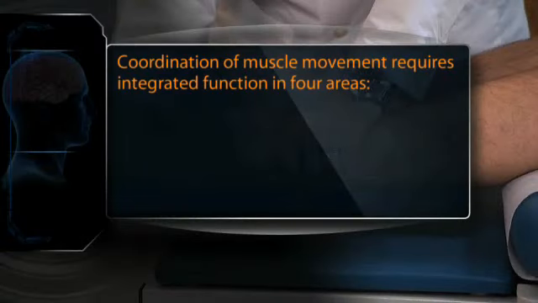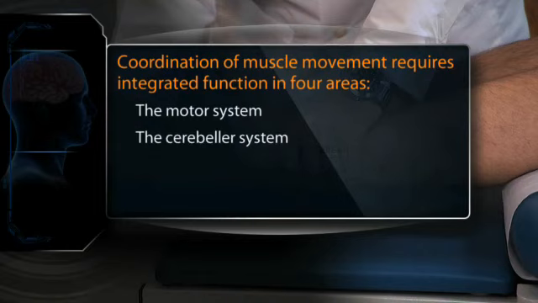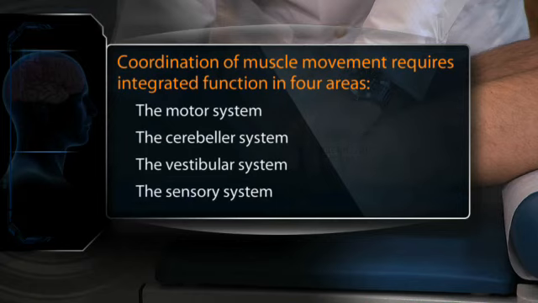Coordination of muscle movement requires that 4 areas of the nervous system function in an integrated way. The motor system for muscle strength, the cerebellar system for rhythmic movement and steady posture, the vestibular system for balance and for coordinating eye, head, and body movements, the sensory system for position sense.